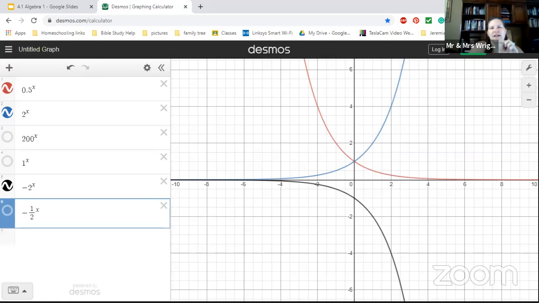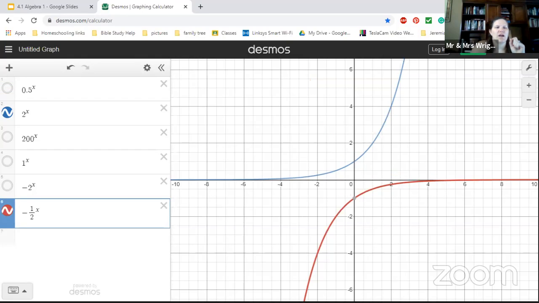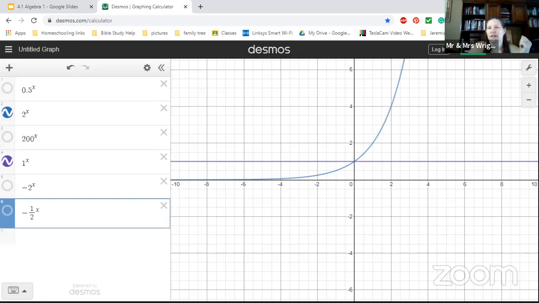So let's see how we reflect the red graph. The red graph is ½ raised to the power of x. So if I have -½ raised to the power of x, I now have the reflection of that. Now, just a few things about these exponential graphs I want to go over real quick. The only thing that doesn't look like an exponential graph is when you have a base of 1 raised to the power of x. Well, 1 raised to any power is just going to be 1. So that is simply a straight line. So you do need to keep that in mind as well.